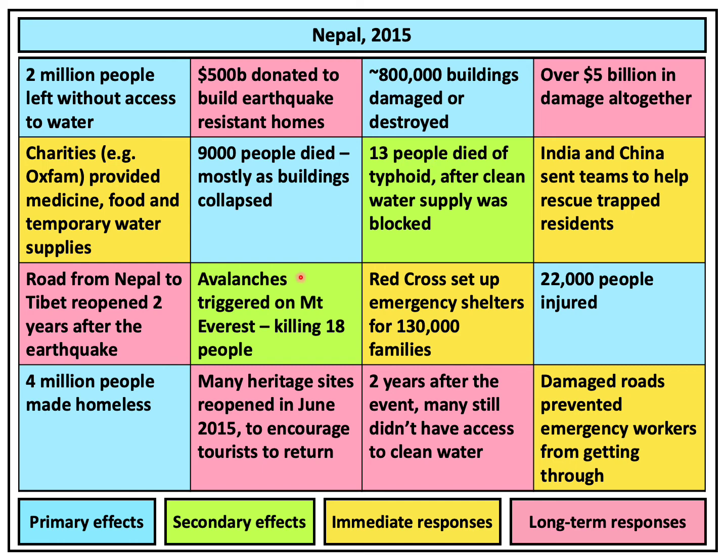The other one is that an avalanche was triggered, that is the primary effect, and then as a result of that, 18 people died. Sometimes it can be a little bit tricky to distinguish between primary and secondary.